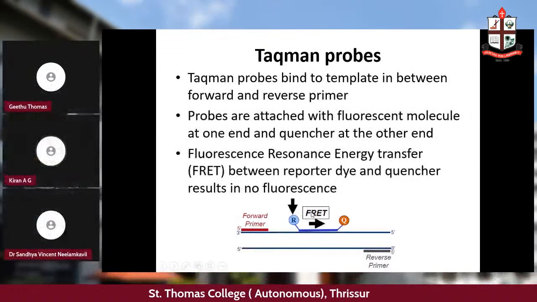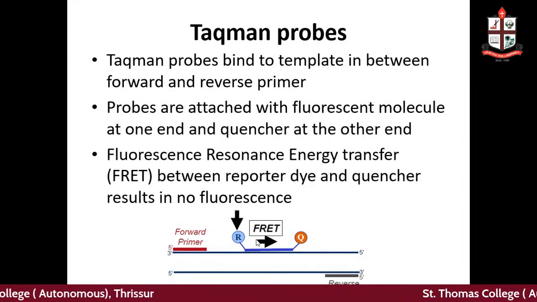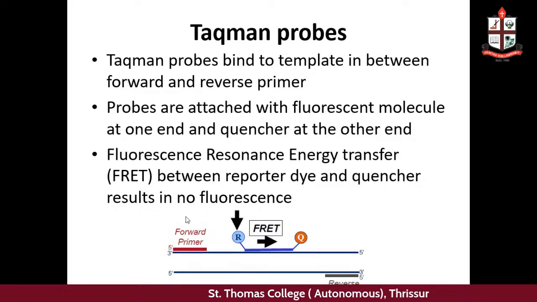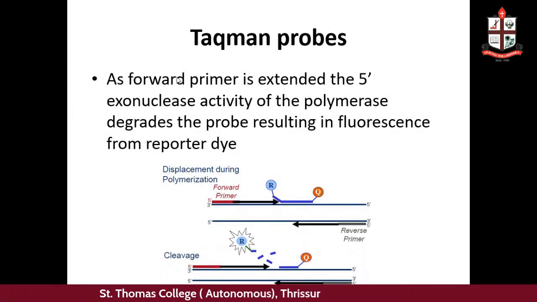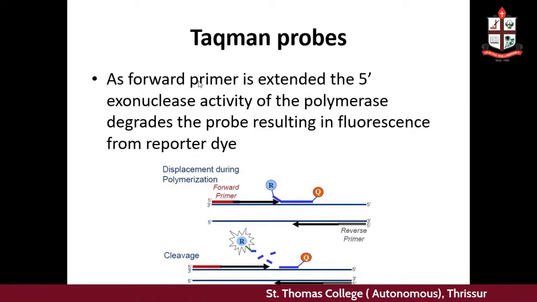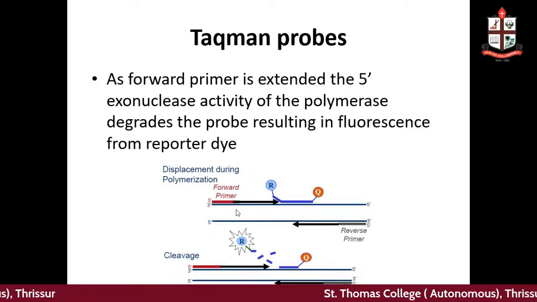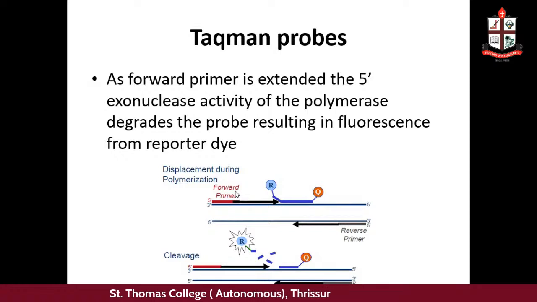So this mechanism is known as FRET, fluorescence resonance energy transfer. And here in TaqMan chemistry, the Taq polymerase that we use also has an exonuclease activity. Normally in PCR, the Taq polymerase will extend the 3' end of the forward primer as well as the reverse primer. Here in TaqMan chemistry, the Taq DNA polymerase that we use also has an exonuclease activity.